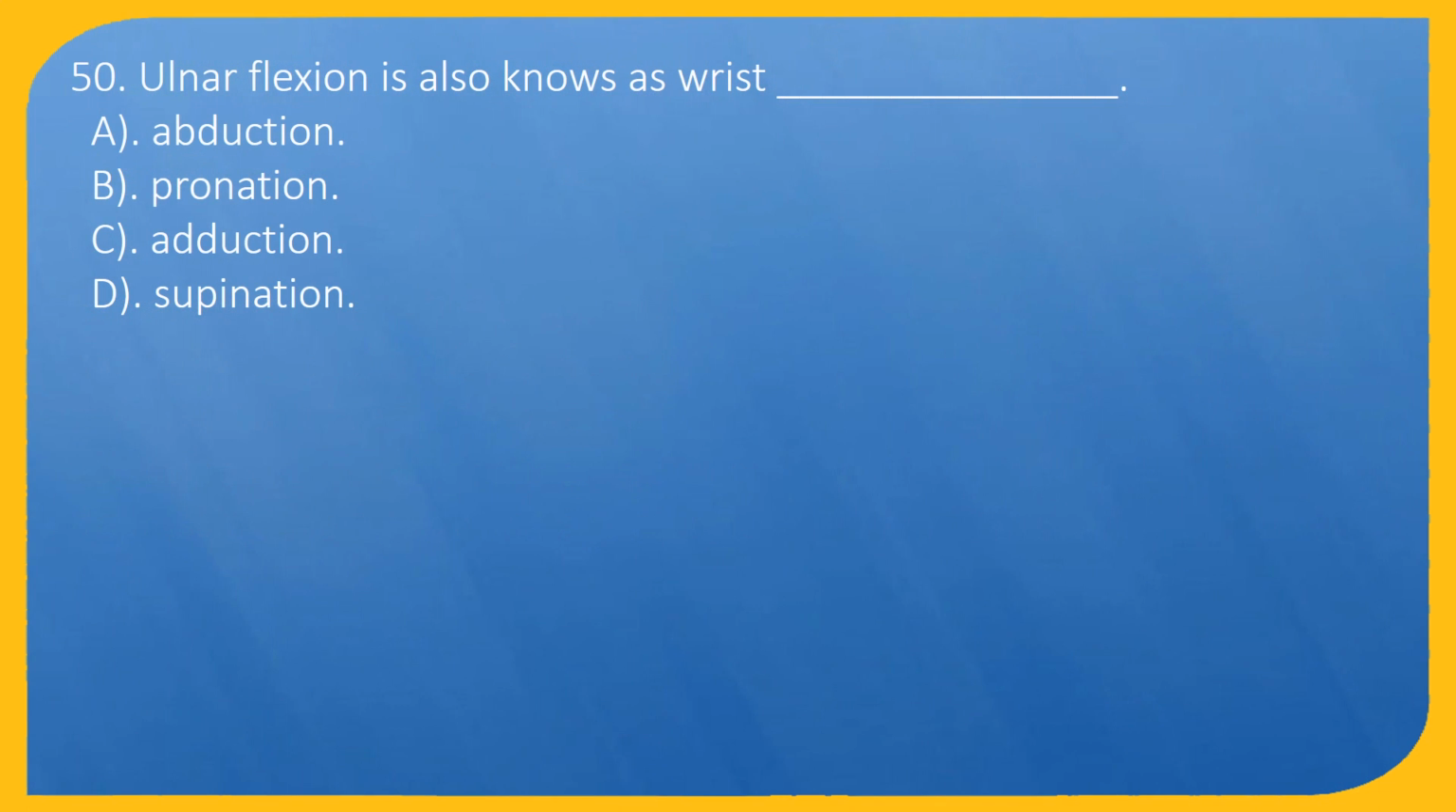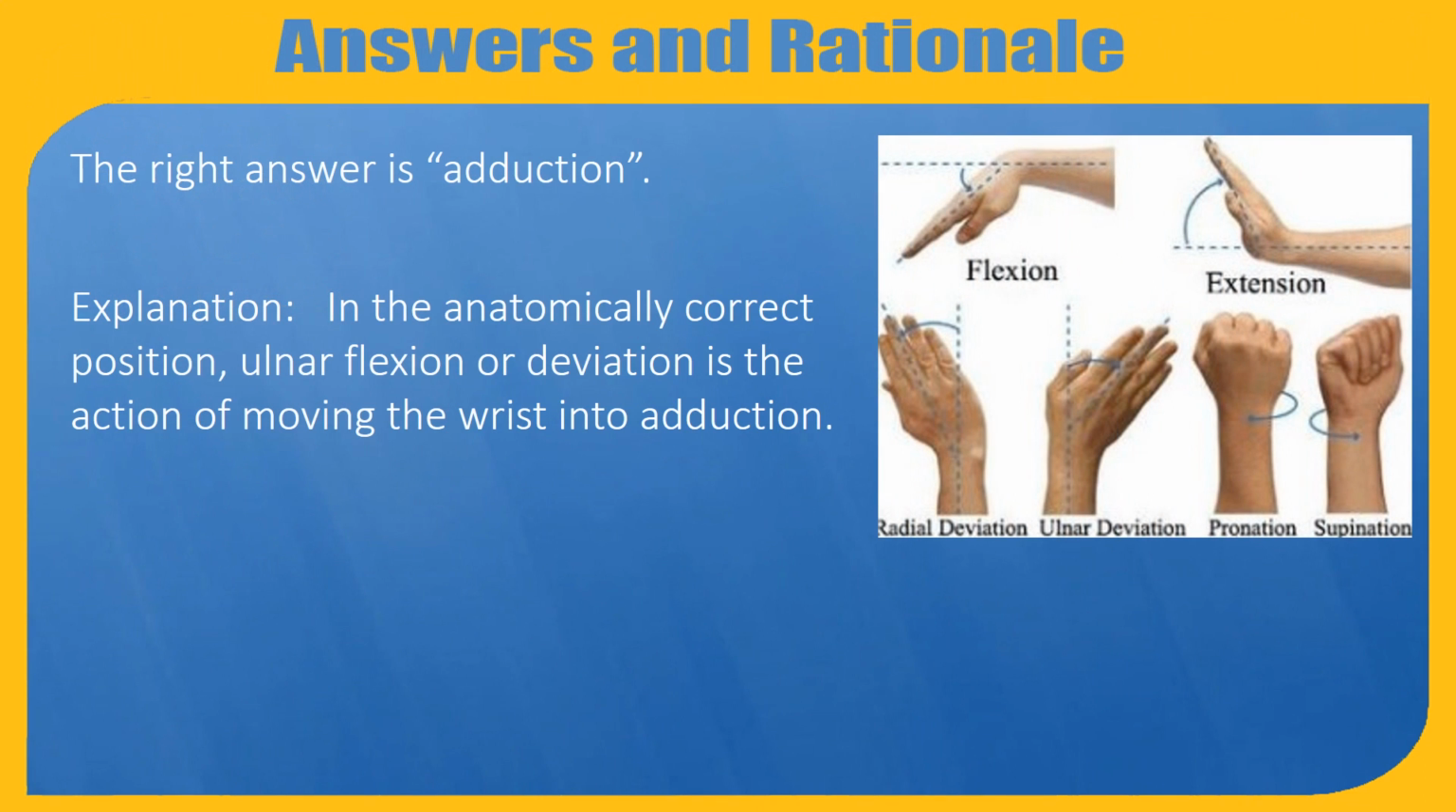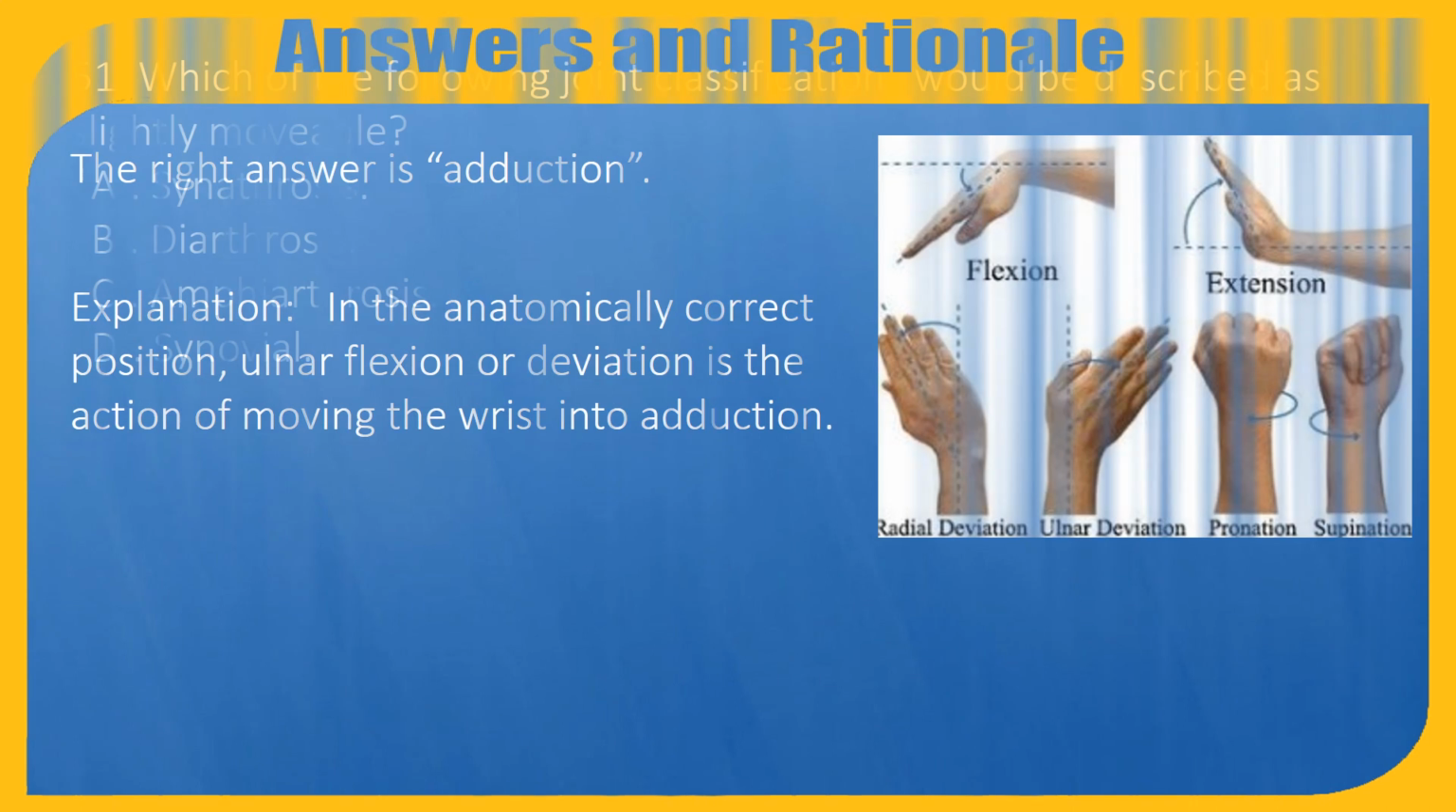Question 50. Ulnar flexion is also known as wrist what? A. Abduction. B. Pronation. C. Adduction. D. Supination. The right answer is adduction. Explanation: in the anatomically correct position, ulnar flexion or deviation is the action of moving the wrist into adduction.